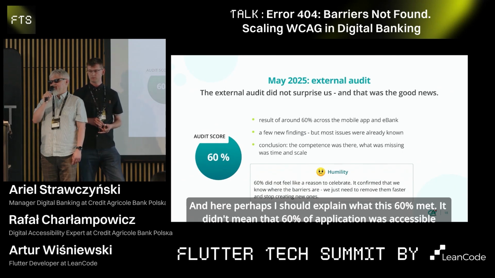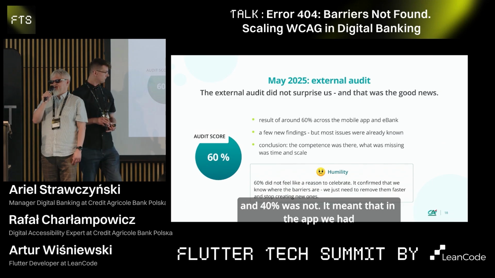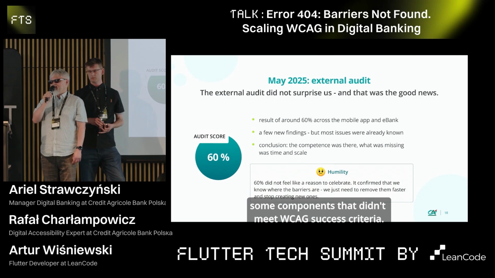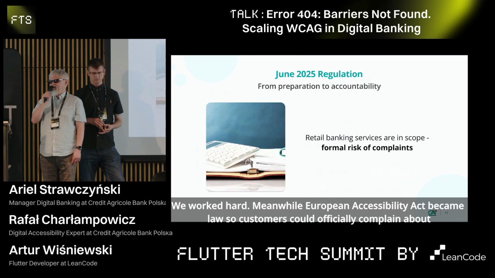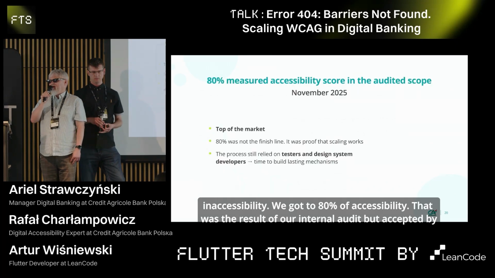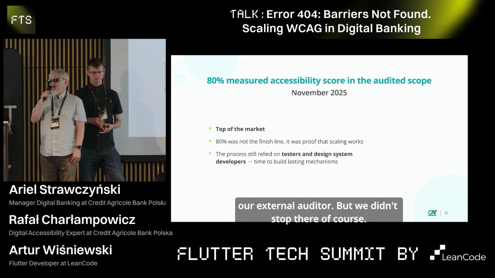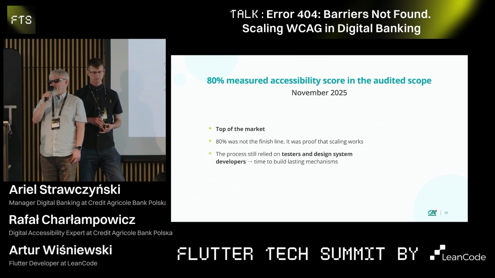It didn't mean that 60% of our application was accessible and 40% was not. It meant that in the app we had some components that didn't meet WCAG success criteria. We worked hard. Meanwhile, European Accessibility Act became law, so customers could officially complain about inaccessibility. We got to 80% of accessibility. That was the result of our internal audit, but accepted by our external auditor. But we didn't stop there, of course.